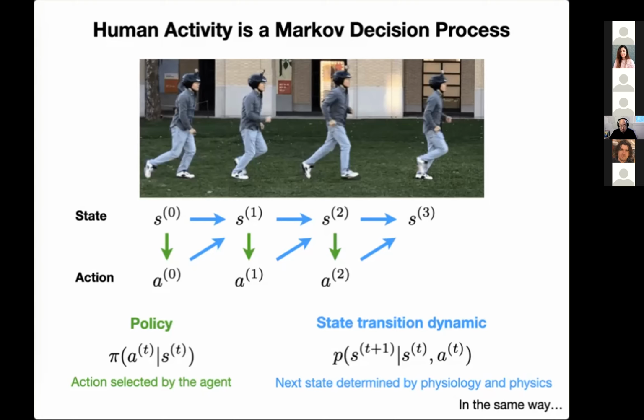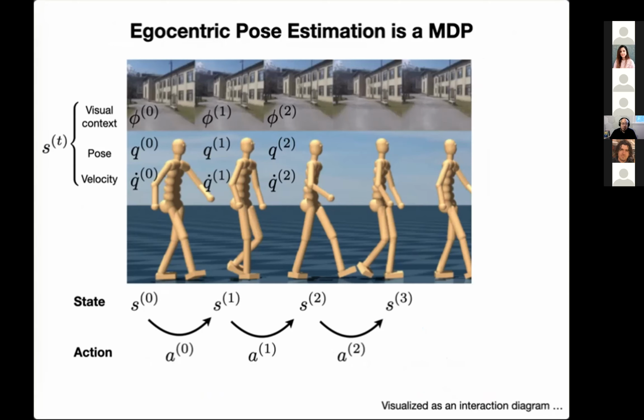Okay. So what we're going to do is take this idea that human activity can be modeled as a Markov decision process, and apply it to our egocentric video-based pose estimation. So this is what it looks like now. We still have the same state sequence, although the state is going to change a little bit. For the first example, I said the state was just the joint positions. It's going to be joint positions, joint velocities, and a visual context.